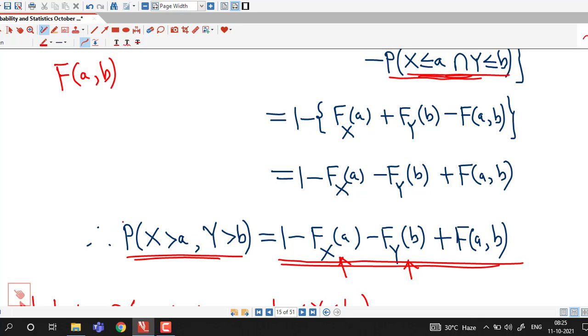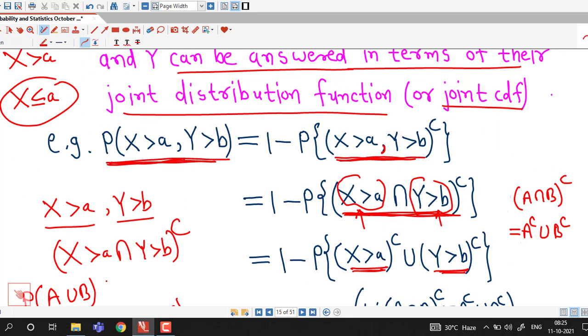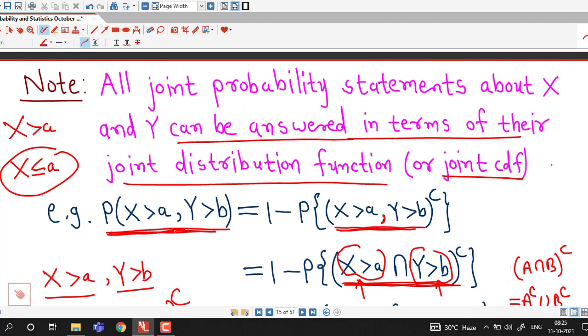So sometimes they can ask you this type of question: prove that this probability is equal to this one. So you must be able to answer how to express a probability statement in terms of the joint CDF.